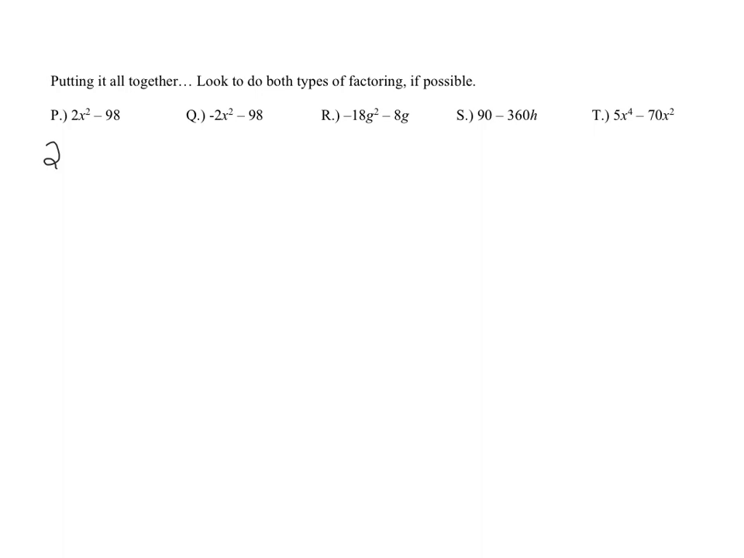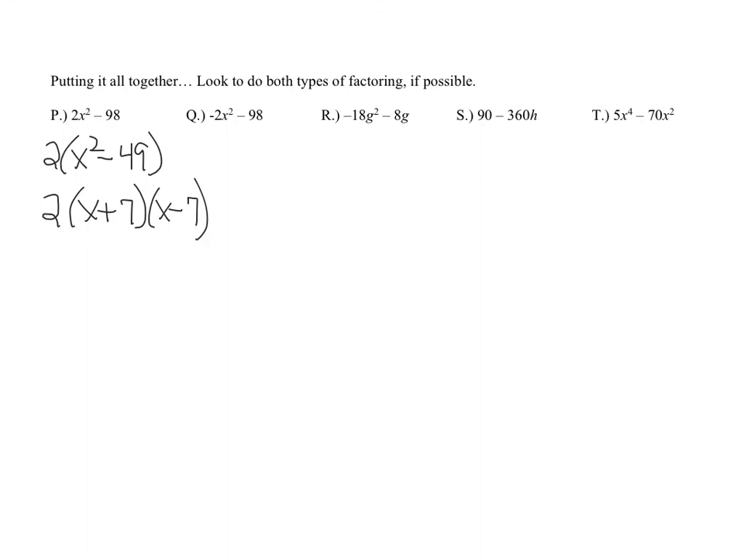So if I pull out a 2, I'm going to be left with x squared minus, well, 98 divided by 2 is 49. Now, is x squared minus 49 something that can be factored? Yes, because x squared is a perfect square and so is 49. So the 2 is just part of your answer, and that can get further broken up into x plus 7 times x minus 7. All right?